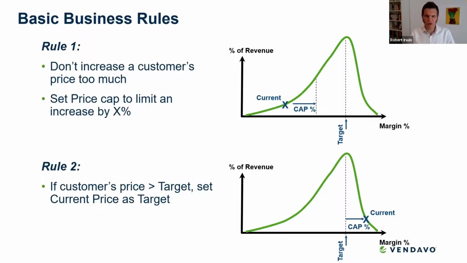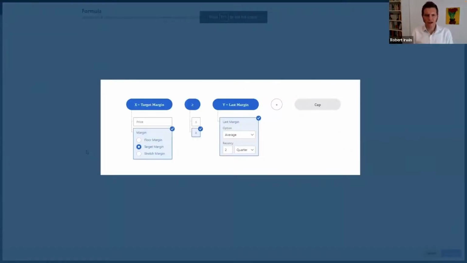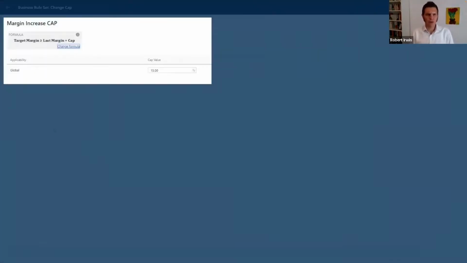So business logic is built into the process in order to drive adoption and recognizing sensible business processes. These are also managed directly in the UI through a formula builder. So for the target margin relative to the last margin, I want to set a price change cap. In this case, I've selected 15%. Those different business rules can be set up at any level of the segmentation model. So I have the ability to set it at the highest level and then manage through exception at lower levels of the segmentation model where it makes sense.